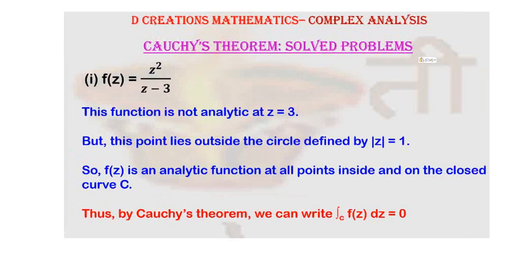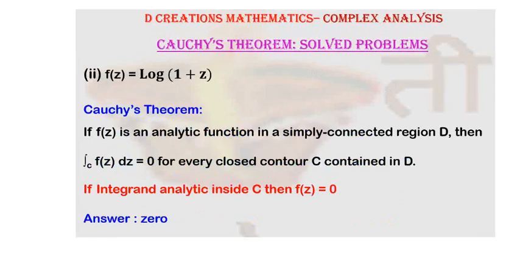So understand that you have to be particular about what contour has been defined. Only then you can decide how you can use Cauchy's theorem. So note this point. Now in case of second question, f of z is defined to be log of 1 plus z. Note that it's capital L. So we are looking at the principal branch. So again, Cauchy's theorem condition is satisfied, the integrand here is analytic inside C, and hence the integral has to be equal to 0. So answer is 0 even in this case.